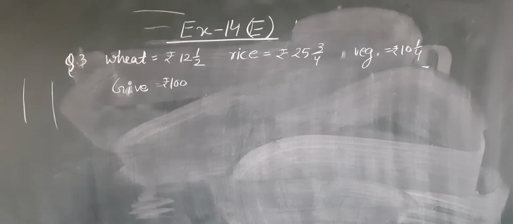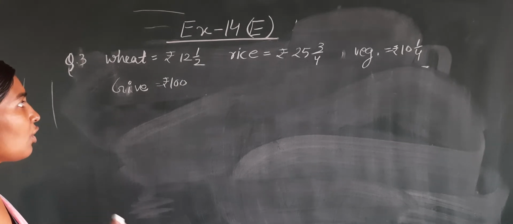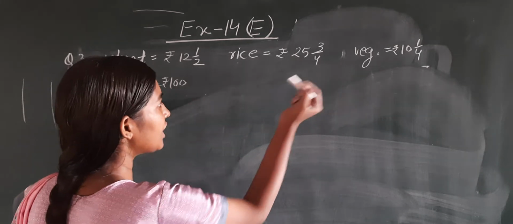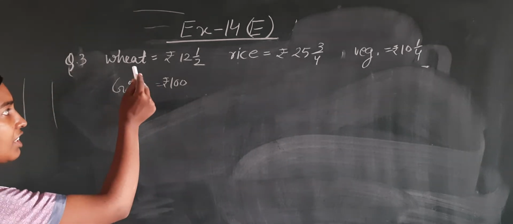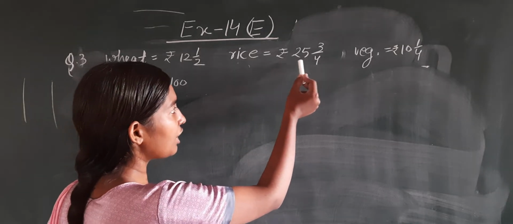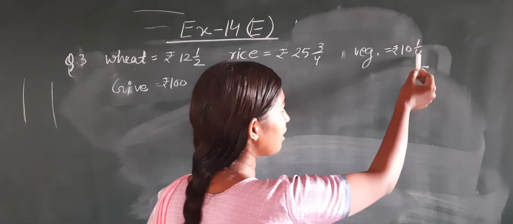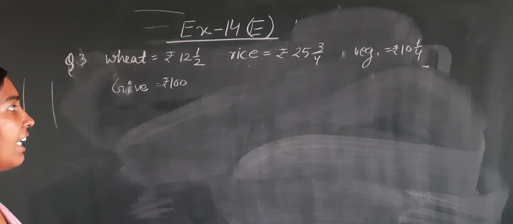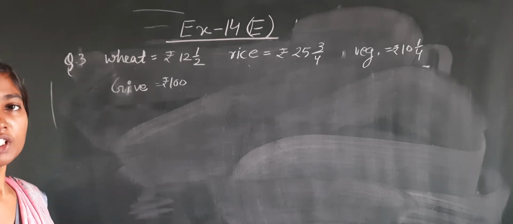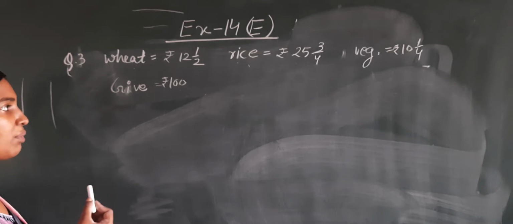Now question number 3. What is it saying in question number 3? That I went to the shop and from the shop I purchased wheat, rice and vegetables. I purchased the wheat of rupees 12.5, purchased rice of 25 and 3/4, and purchased vegetables of rupees 10 and 1/4. And I have given the shopkeeper a 100 rupees note, then how much money will the shopkeeper return to me? So this we have to find out.